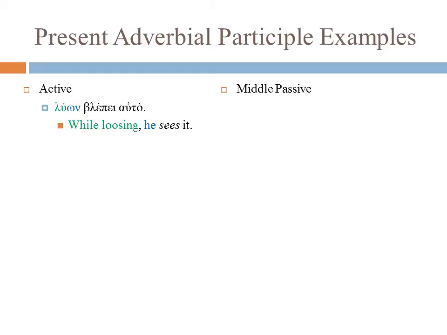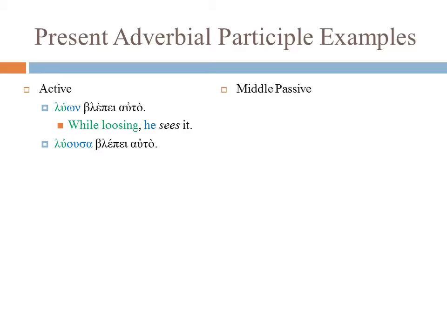Now, this is really important. Luon, we know, is masculine singular. So even though there's nothing in the sentence to tell us what the gender of the actor is, blepe doesn't have gender, the participle ending does. And it tells us this is masculine singular. So we're going to translate as, while loosing, he sees it.